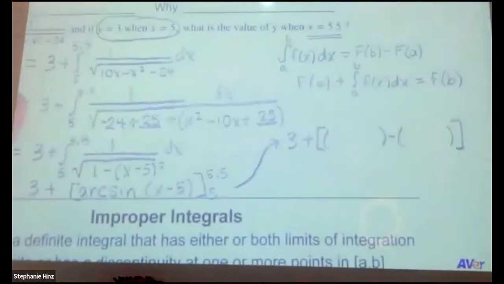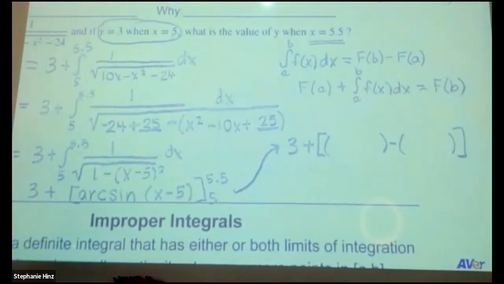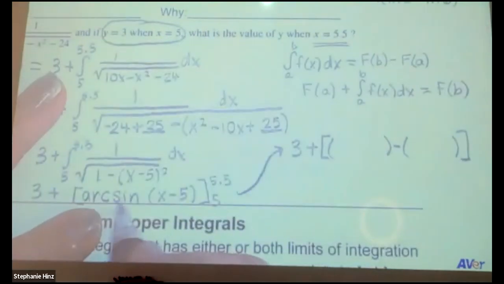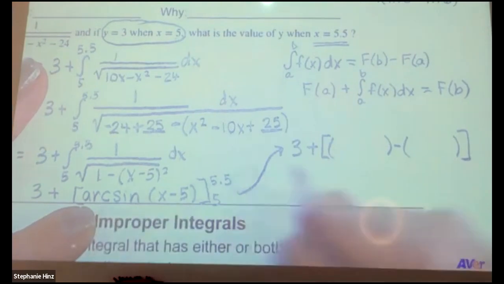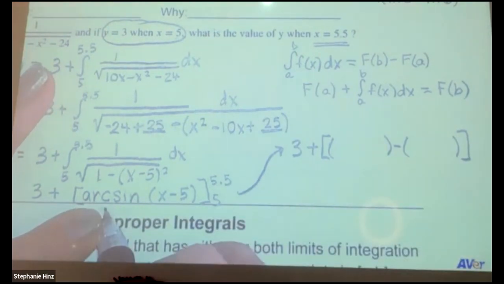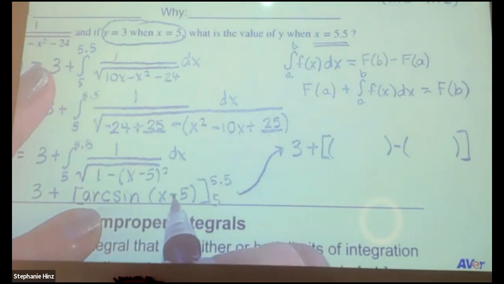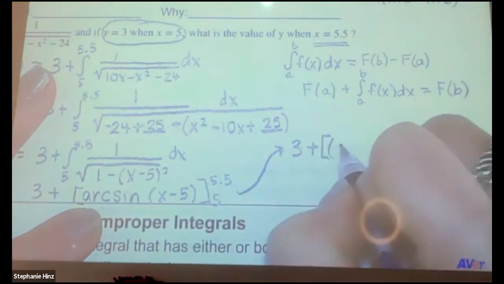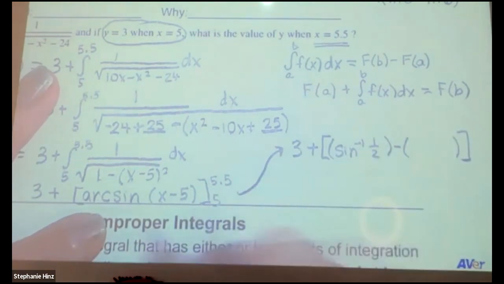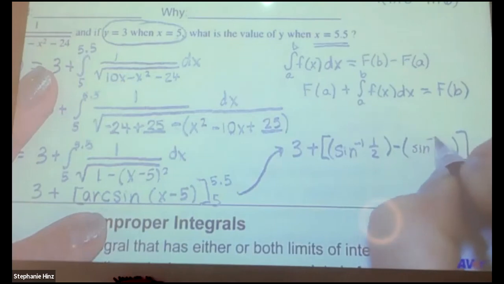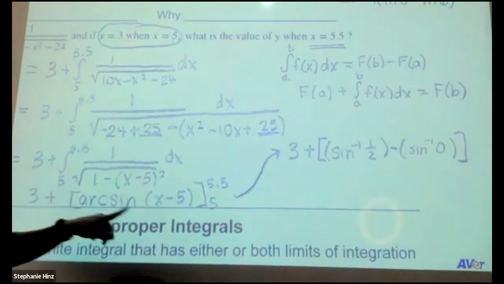Remember, arc sine is just looking for the angle that gives a certain value. So arc sine, I've written it this way. I've also written it the way that looks like the calculator notation, because on the AP exam, they use both interchangeably. So 5.5 minus 5 is 0.5. So we want the arc sine of a half. There I switched in the middle of the problem. And then minus the arc sine of 0. This is the same thing as that.